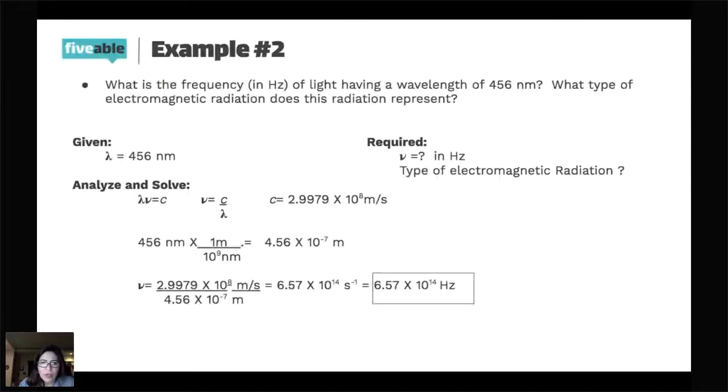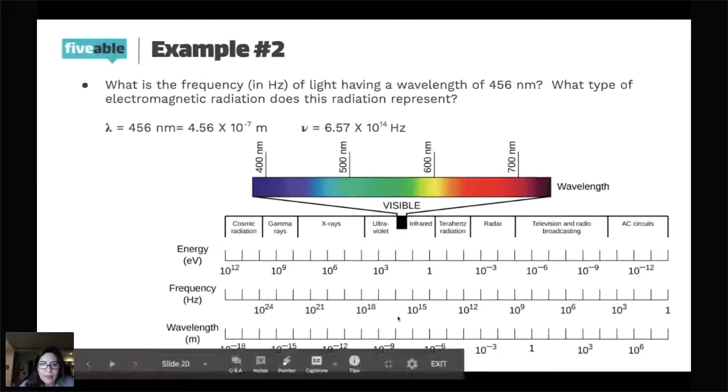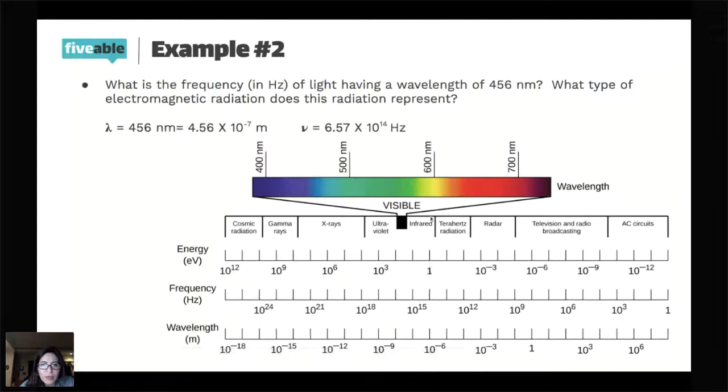So now we are going to find these values on the chart. So the wavelength is in the levels of 10 to the negative 7, and the frequency in the levels of 10 to the 14 hertz. So we are more or less here, and that stands for the infrared radiation. Any questions? Okay, we're going to move on.